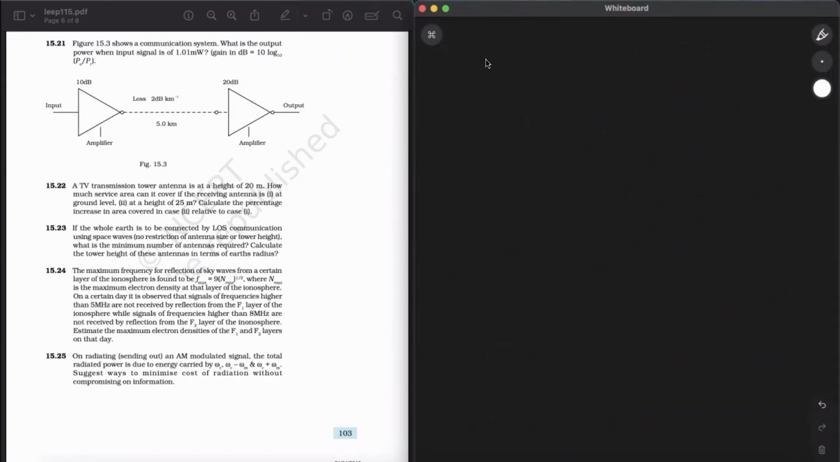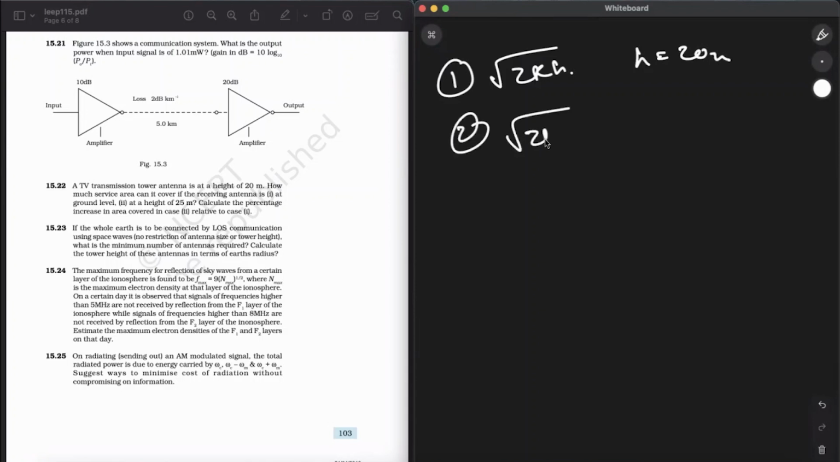So how much surface area can it cover if the receiving antenna is at the ground? That is the question. So the range will be root 2RH. We've already seen this, and then we'll calculate it and we'll get the value. Number two is at a height of 20 meters, so that is an H dash like this. H is equal to 20 meters. And for the second part, it will be under root 2RH plus under root 2RH dash, where H dash is equal to 5 meters.